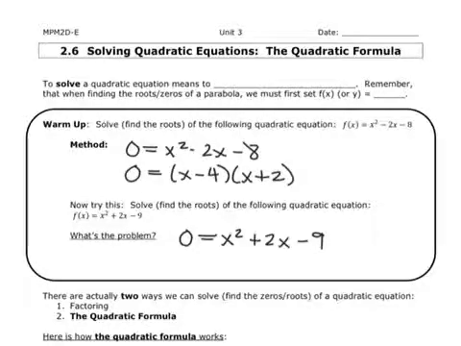On Friday, we started this lesson called Solving Quadratic Equations by using the quadratic formula. We reminded ourselves that if a question asks to solve or find the roots of a parabola, solving a quadratic equation means to solve for the independent variable, the x variable. And specifically, if they ask us to find the roots or zeros, which means the x-intercepts, we must first set f(x) or y equal to 0.